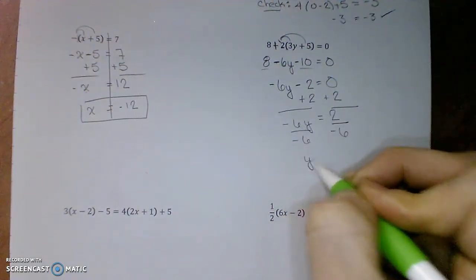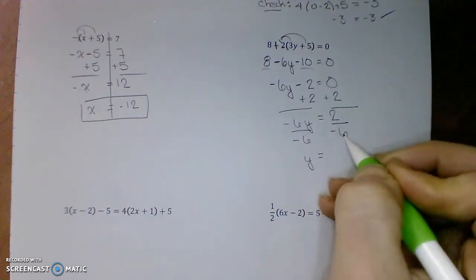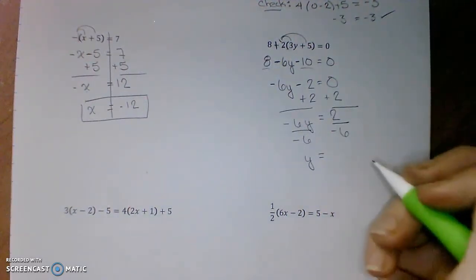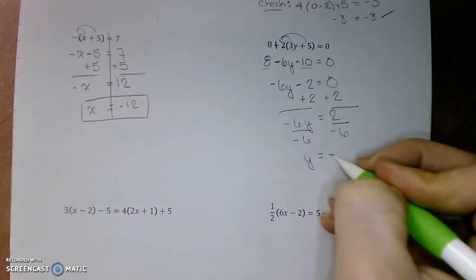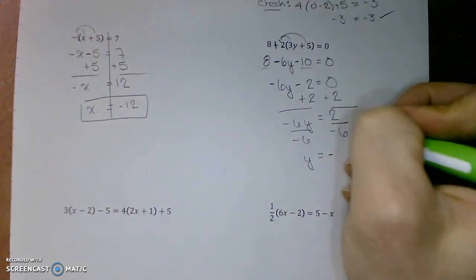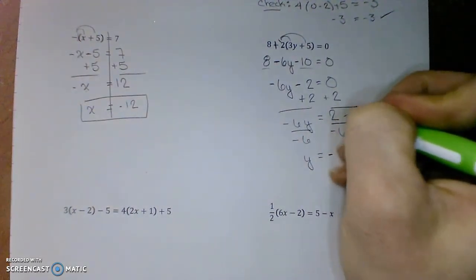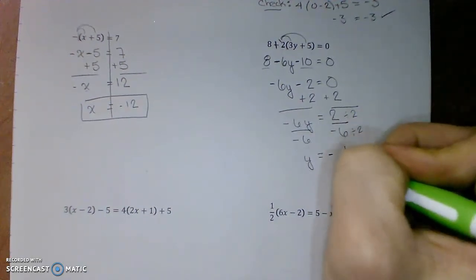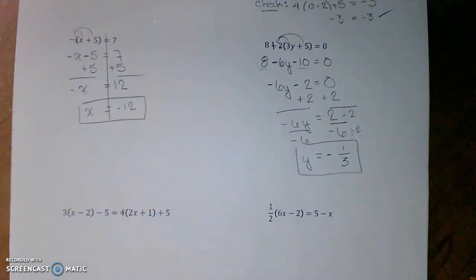This leaves me with y equals, and then 2 over -6. So this won't divide evenly, but it does give me a fraction, positive over negative. I can write the negative on the outside, and I can reduce this fraction. 2 goes into both numbers. So -1 over 6 divided by 2 is 3. Y equals -1/3.